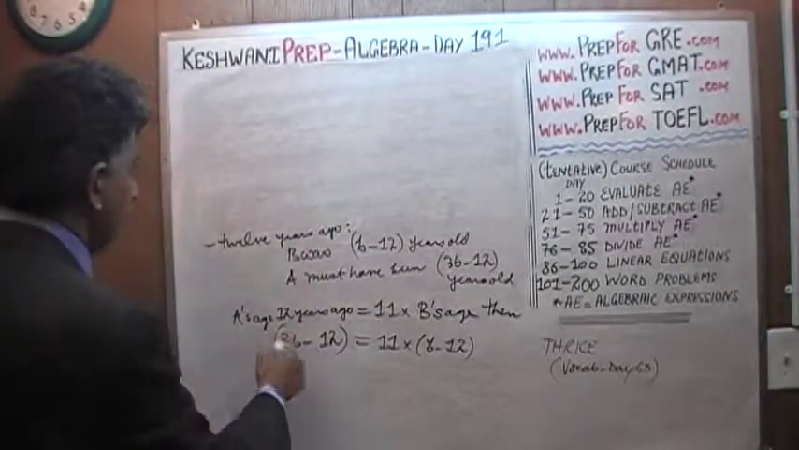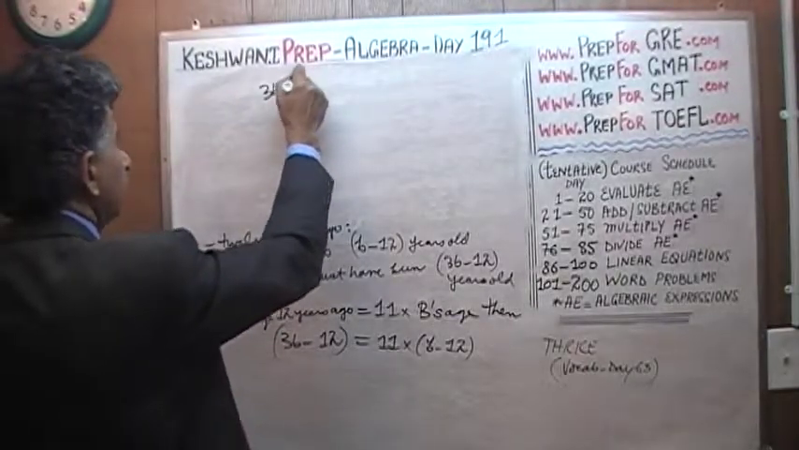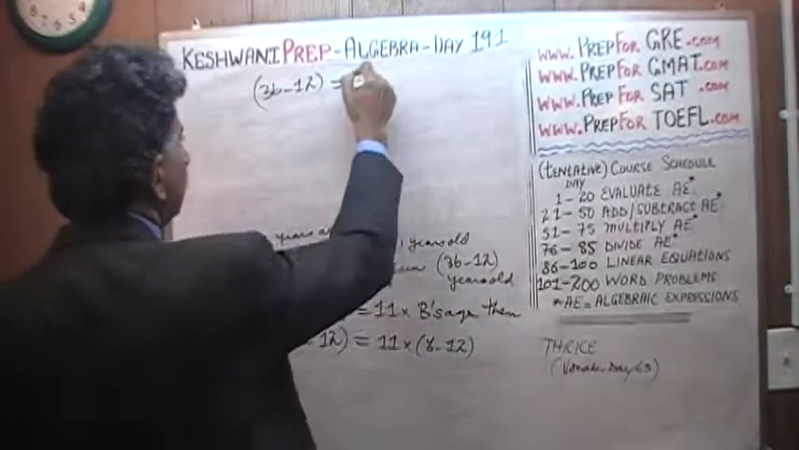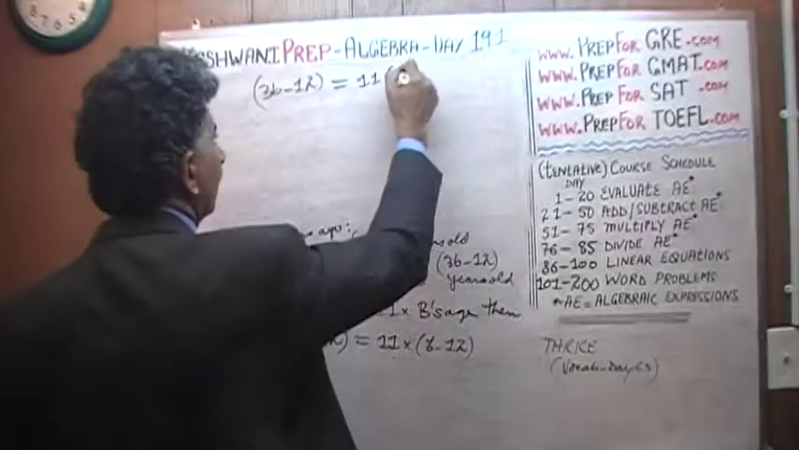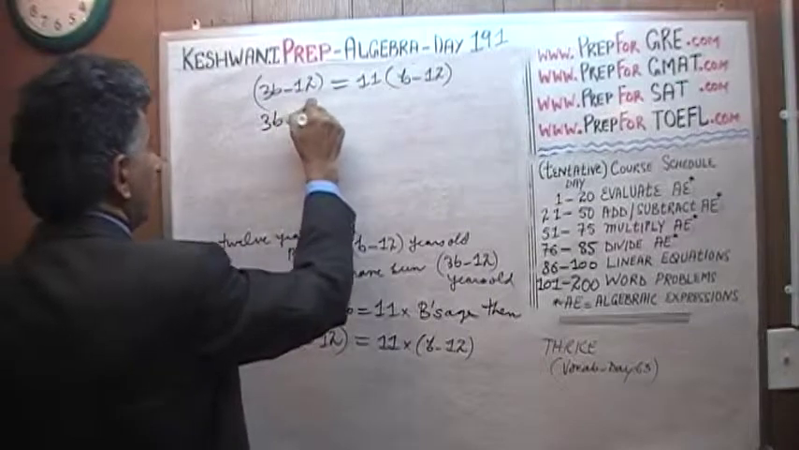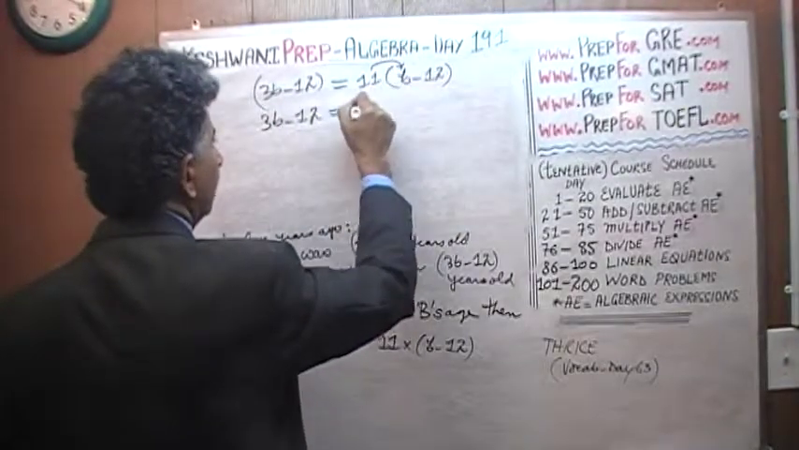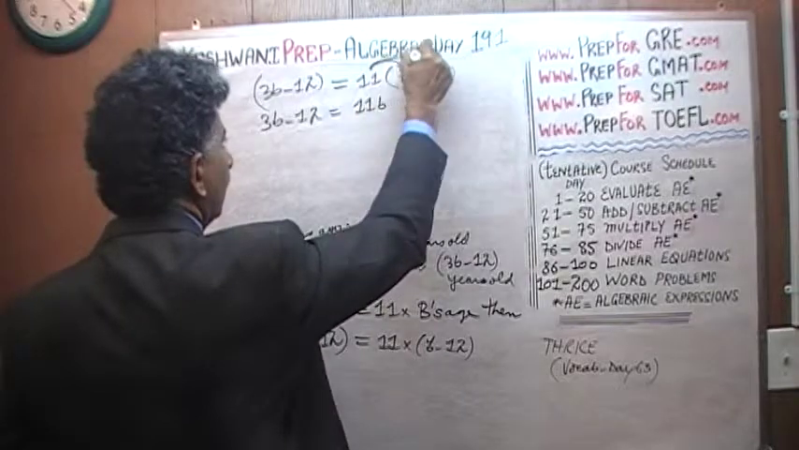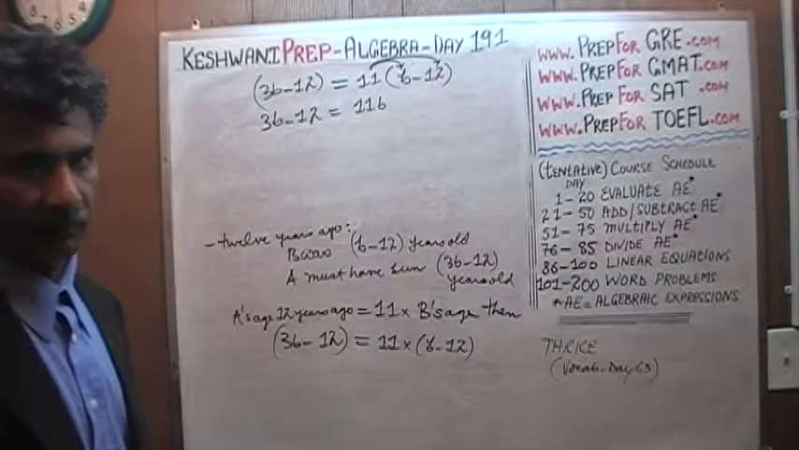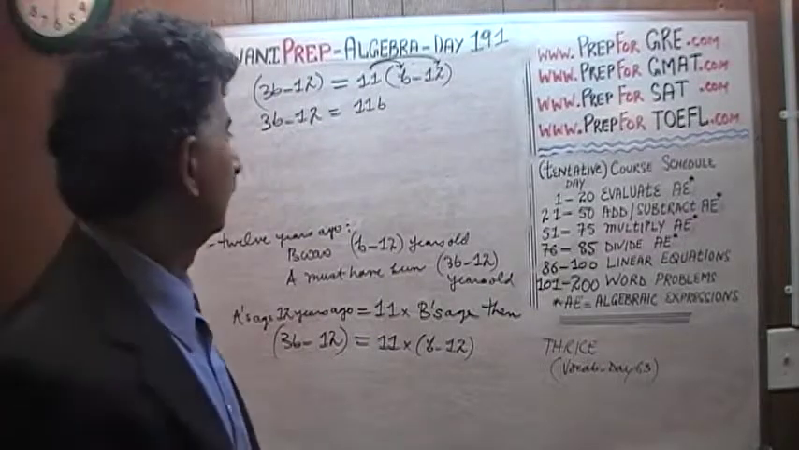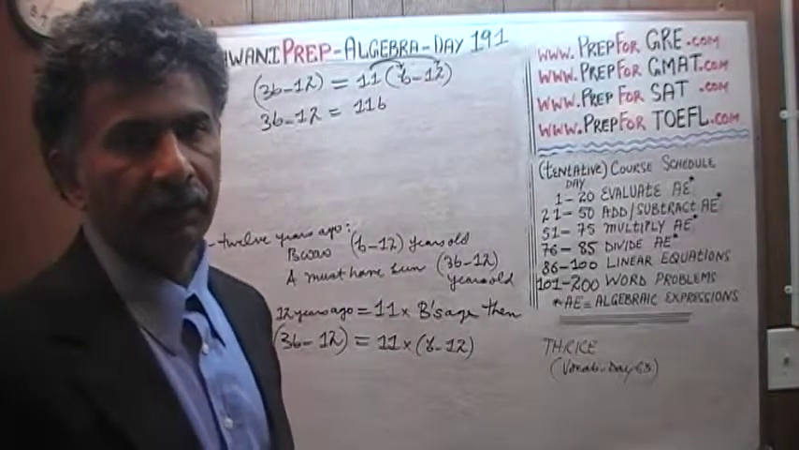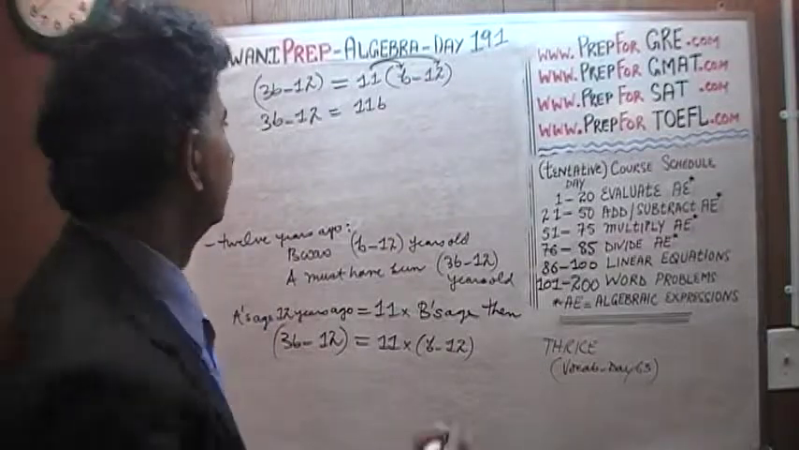So let's continue. Here's our equation. 3b minus 12 equals 11 times b minus 12. So 3b minus 12 equals 11 times b is 11b, and then 11 times 12. I know 10 times 12 is 120. I know that for a fact. 10 times 12 is 120, therefore 11 times 12 must be 12 more than that. 120 plus 12 is 132.